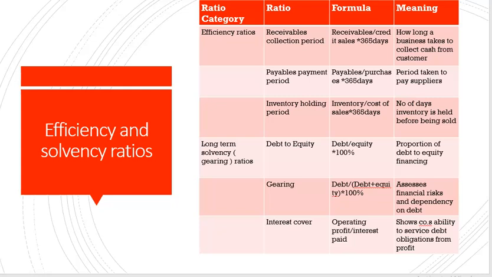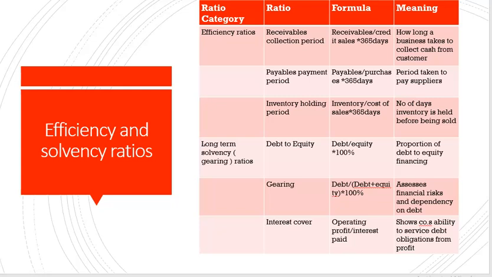So it looks at how long does our business take to collect cash from customers. So once we sell on credit, how long do we take to collect the cash? Then we have the payables payment period. This ratio looks at how long do we take to pay our suppliers. So it's calculated as payables over purchases times 365 days. If you are not given purchases, you use cost of sales.